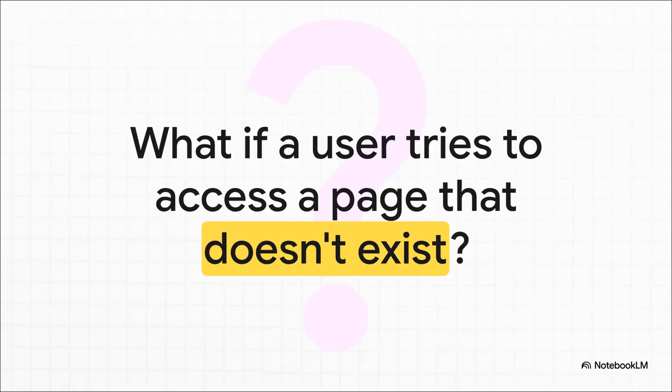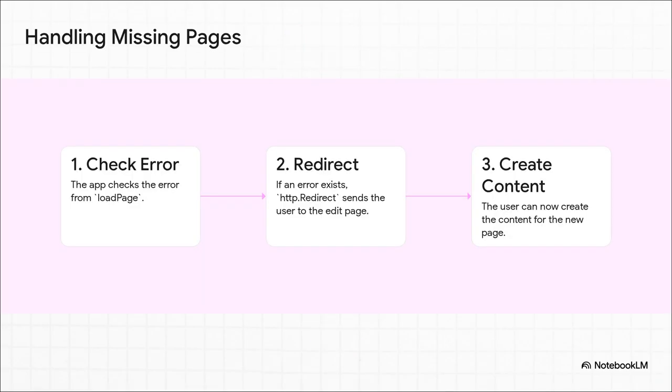Let's start with a really common situation. What happens when a user tries to go to a page that doesn't exist yet? Right now, because we're still ignoring that error from load page, they just see a blank white screen. That's a terrible experience. The solution here is just so clever. We turn the error into a feature. Instead of showing a broken page, we check for the error. If we see that the page doesn't exist, we just redirect the user to the edit page for that same title. The problem is solved, and now the user can create the very content they were looking for.